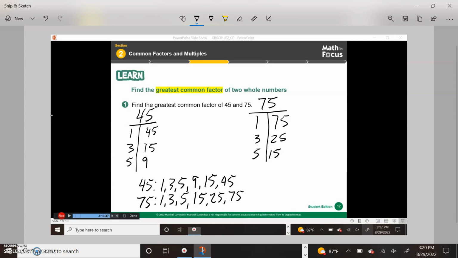Now that we have all our factors listed, we want to find the greatest common factor. Greatest means largest number, common in both lists. So we'll find the factors here. 1 and 1, 3 and 3, 5 and 5, 9 there's not a common factor, 15 there is, 45 there's not, and I can see the greatest common factor, GCF, is going to be 15. I know the book showed you a different way, but that's another way that you can solve this type of problem as well.